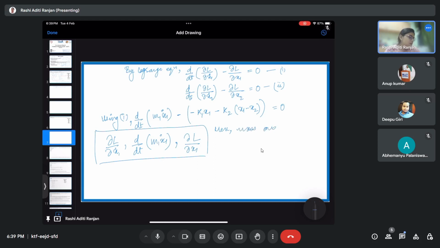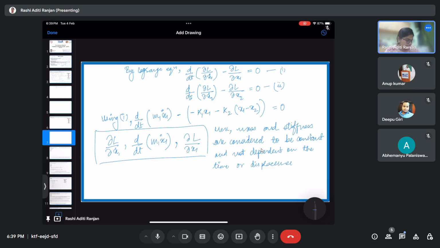Here mass and stiffness are considered to be constant and not dependent on the time or displacement.